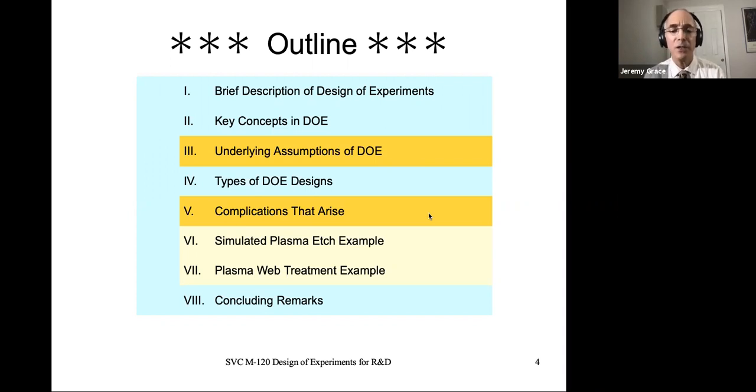And I had faced such complications and believe I found useful solutions. So that's what I'd like to share. And again, the detailed story is in the full day course. I will present a simulated plasma etch example, and then a real example from my work in plasma web treatment back in the Kodak days, and make some concluding remarks.